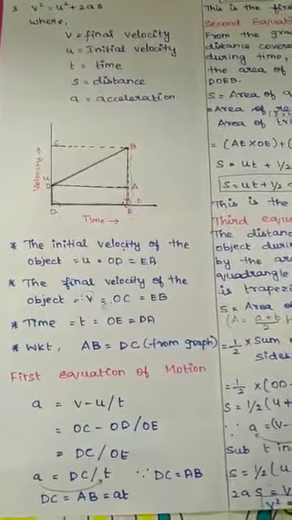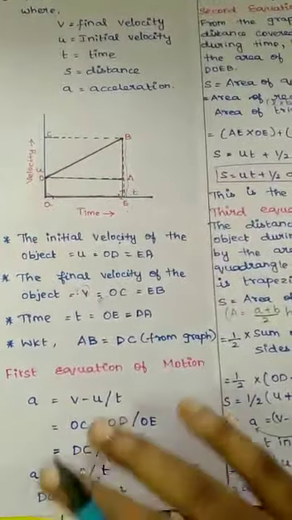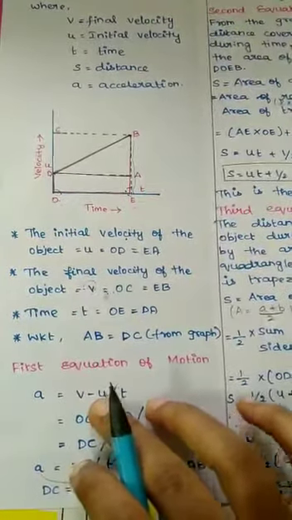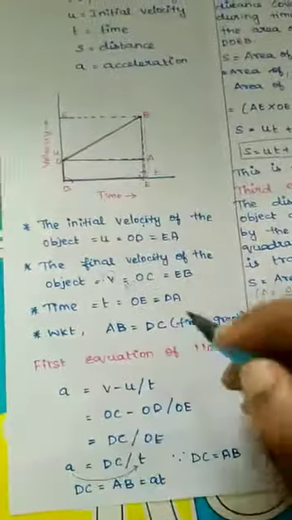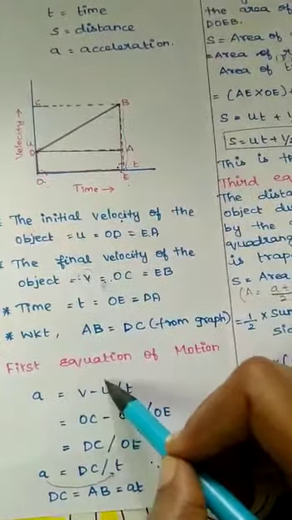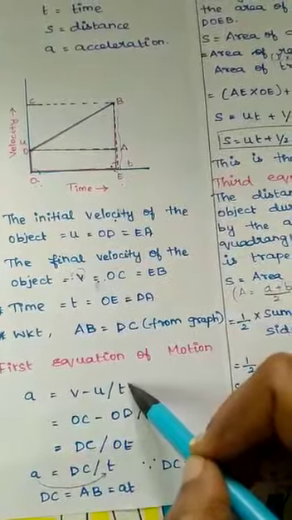So let us start off with the first equation of motion. We are going to start with the acceleration formula. So acceleration is equal to what? A is equal to V minus U by T, which is final velocity minus initial velocity divided by T.